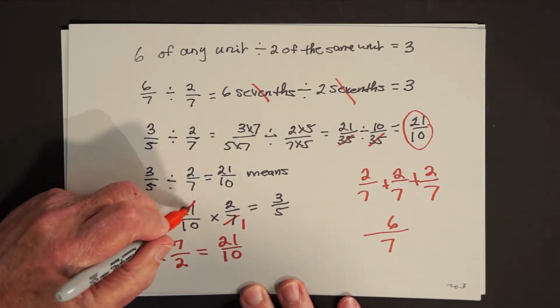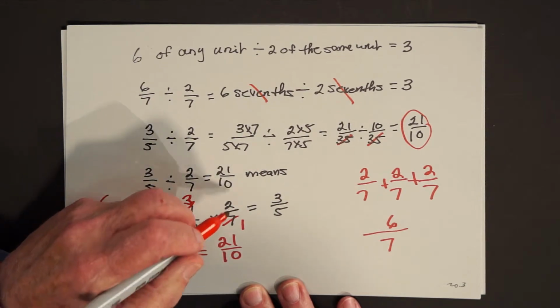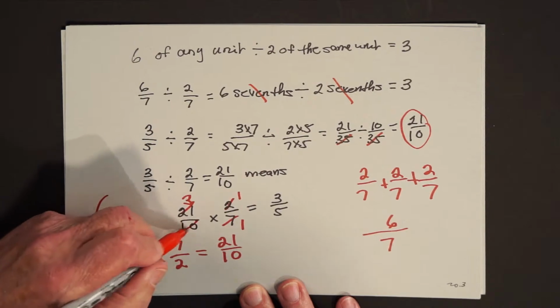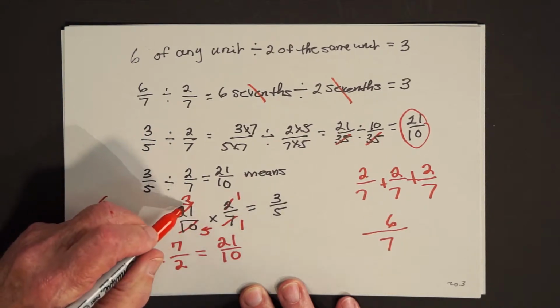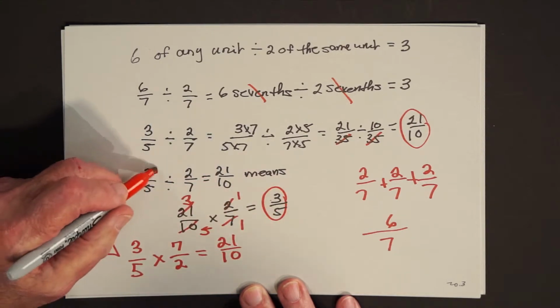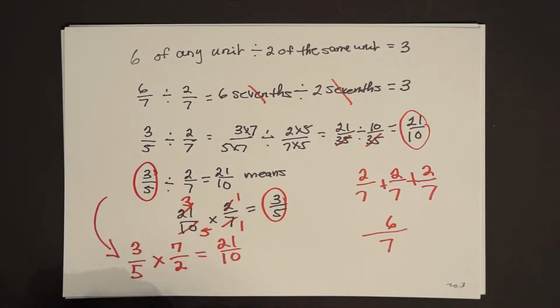7 goes into 21 3 times. 2 goes into 10 5 times. And the answer is 3 times 1 over 5 times 1, which is 3/5. And that's the correct answer, okay?